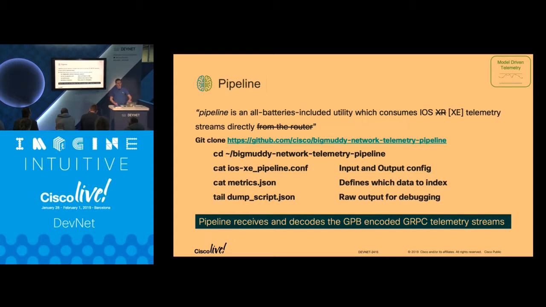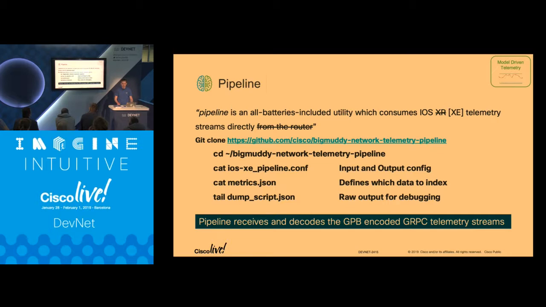We can log that out to just a JSON text file, the dump script, and then we can monitor that to see if there are KPIs that we're interested in, or if we want to add those into the metrics.json file, index those, and then draw some visualizations on those in Grafana.